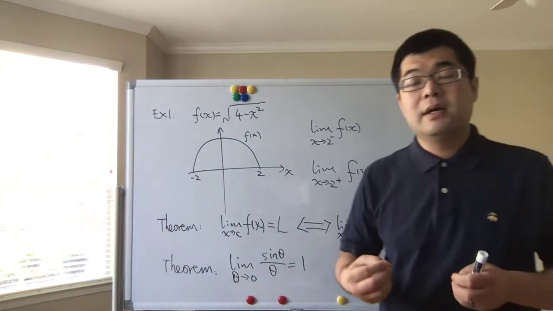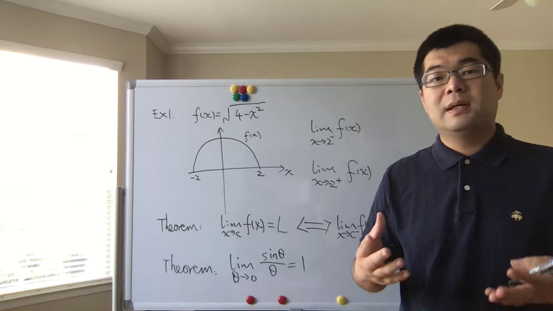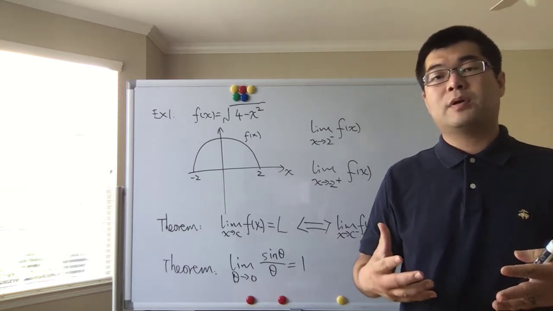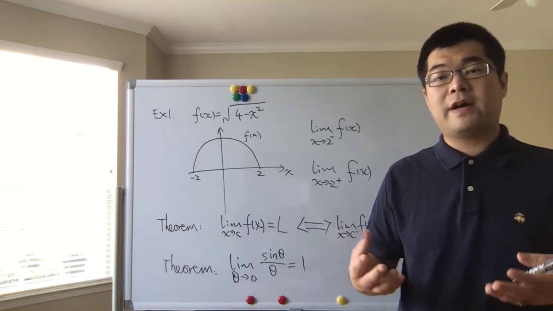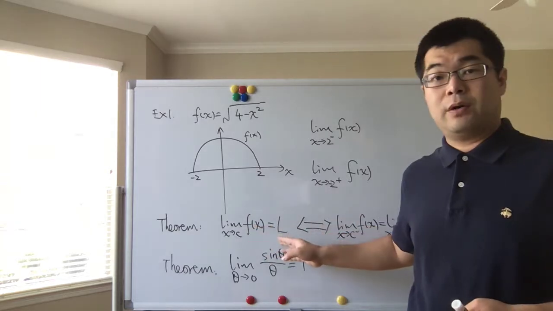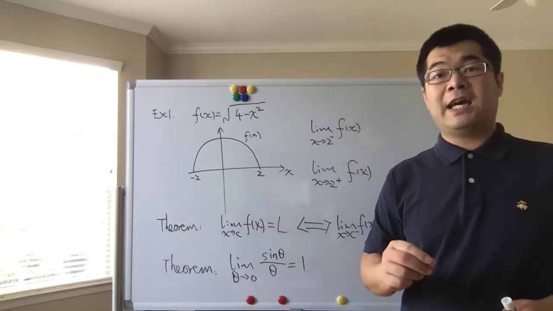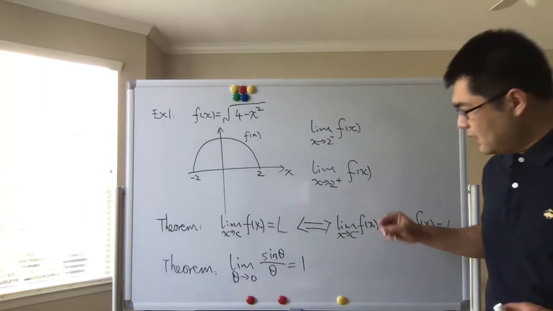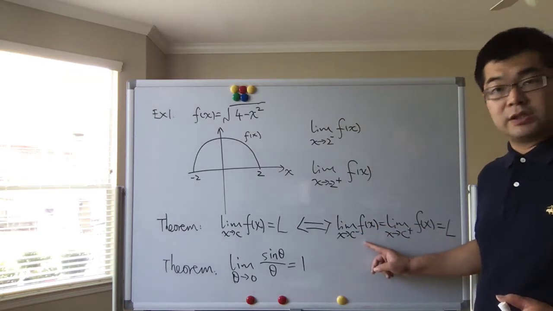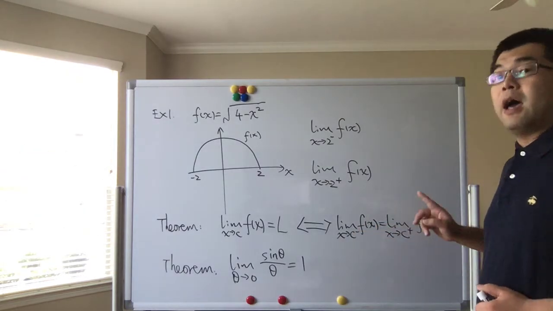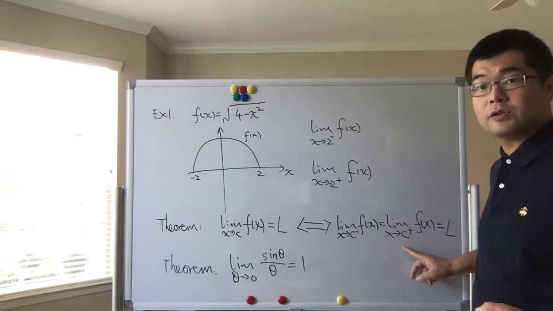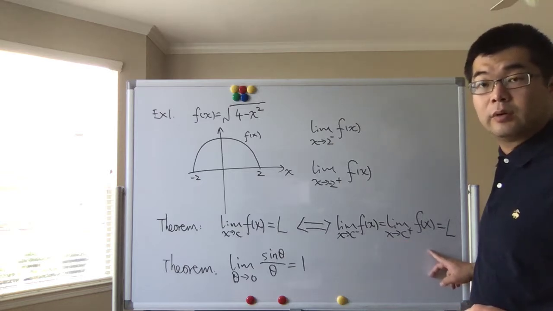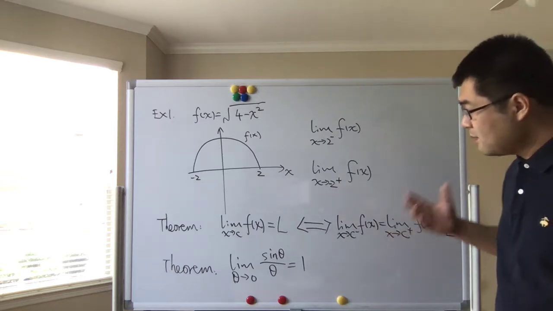What does that mean? That means if you claim the limit as x approaches a number c of f of x exists and it equals capital L, you can definitely conclude the left side limit exists and equals capital L, and meanwhile the right side limit also exists and equals capital L. Okay, same direction, same thing.